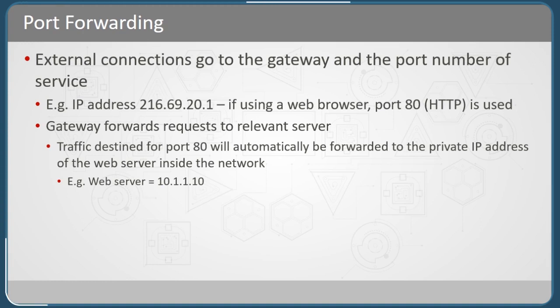So it is simply the fact that I'm using a browser to reach that address that informs the router this is the appropriate service, the appropriate type of request that's coming in. The gateway will then forward the request to the relevant server, in this case, the web server. So all traffic that is coming in, destined for port 80, will automatically be forwarded to the private address of the web server inside the network. For instance, 10.1.1.10. So I didn't have to open my browser and explicitly state port 80. That is the default port for the HTTP protocol. So other applications, many other applications, have those default port configurations as part of the application. So really all I have to do is use the correct application to get to the correct service.